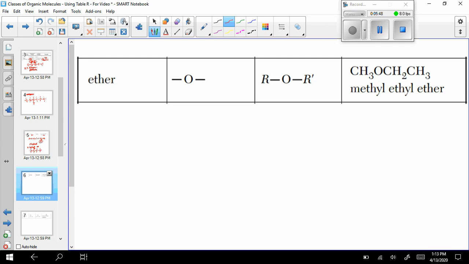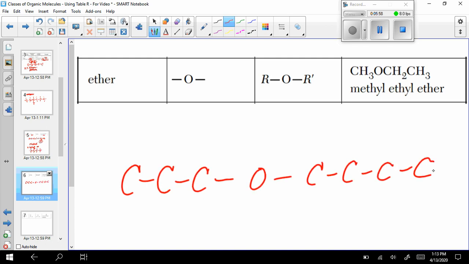This is an ether. So an ether just has an oxygen in the middle of it. So I could draw 1, 2, 3, and then an oxygen, and then 1, 2, 3, 4. And so that's an ether. It has an O in the middle of it. That's the functional group.